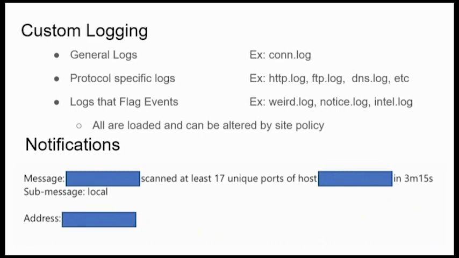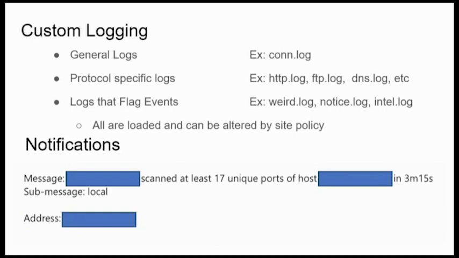So like I said, one of the cool things about Zeek is the way that it breaks out the logs. So you have sort of general logs. For example, conn.log is all the traffic that comes across the network. It all goes to one place. There's also protocol-specific logs. So, for example, http.log, ftp.log, dns.log. If I want to see only HTTP traffic, I would go to that log and I can see it there.